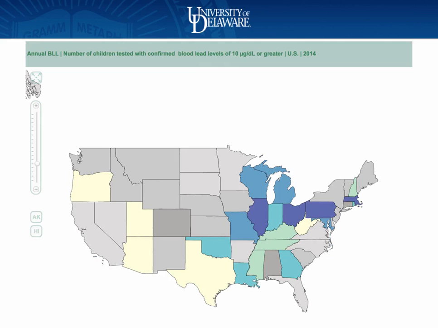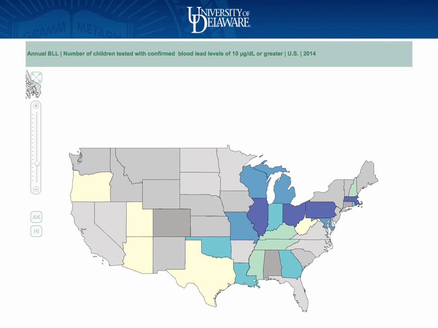The one here depicts lead poisoning based on number of children tested with confirmed blood lead levels of 10 micrograms or higher. So when I look at this map, the first thing that strikes me is that there are many states with no reports of lead levels. If there is no data, how can we address the issue?